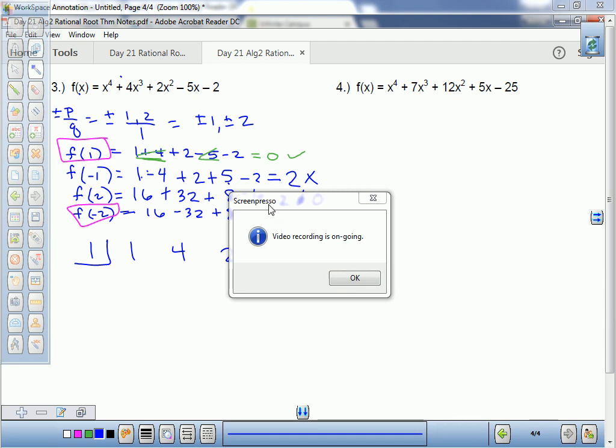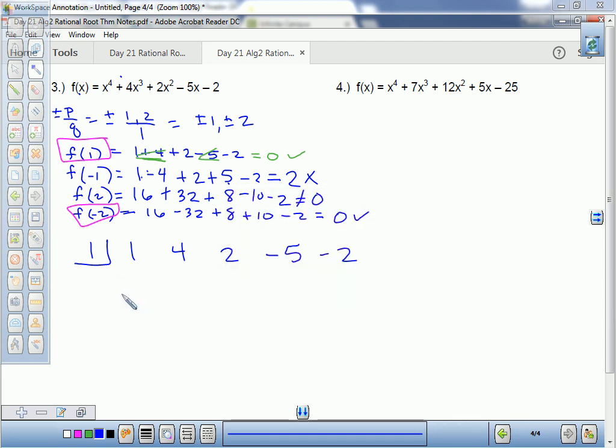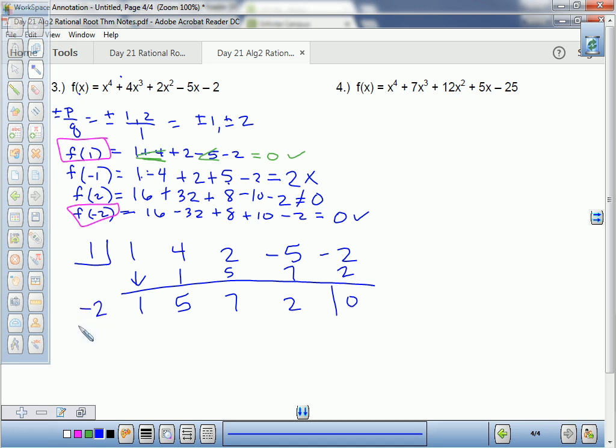Okay, so the fire drill got us, but I'm going to finish up this last example here. You bring it down, multiply, add, multiply, add, multiply, add, multiply, add. Now we're going to test that last root, negative 2. We test it on the answer from the previous one. You bring it down, multiply, add, multiply, add, multiply, add. So now what we're left with, once again, is the quadratic. And you can use the quadratic formula to find the remaining factors.